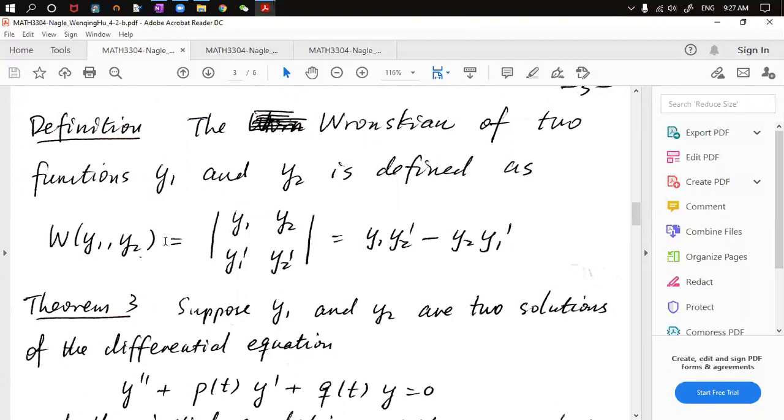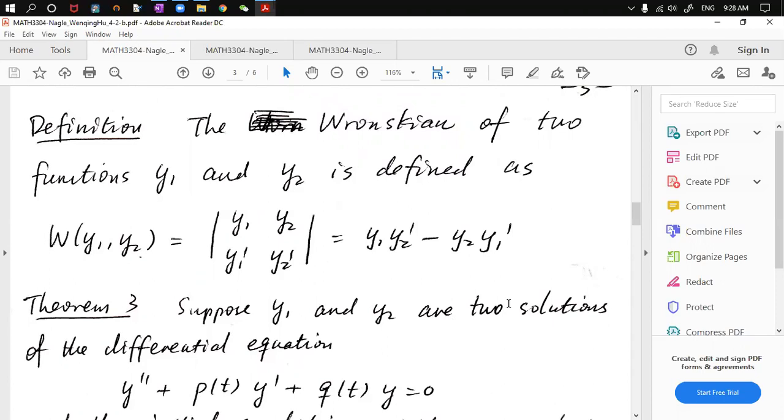So that's how you calculate the Wronskian of such a problem. So that's about the Wronskian business.